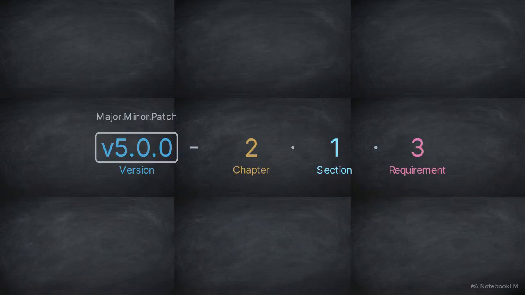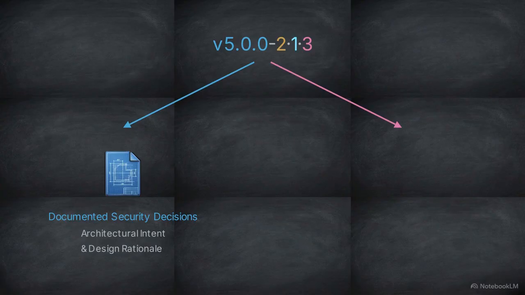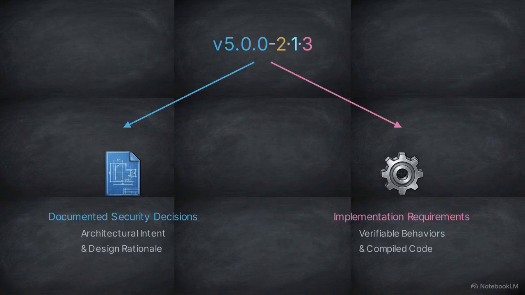Strict semantic versioning, tracking major, minor, and patch numbers, ensures every requirement remains uniquely traceable across releases and compliance audits. Version 5.0 introduces a dual structure, splitting these requirements into two distinct categories. The first category is documented security decisions. These capture the architectural intent and design rationale, explaining how controls are applied.